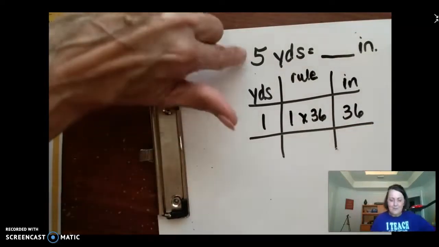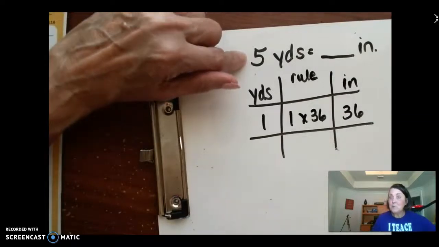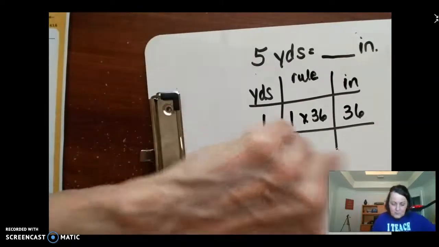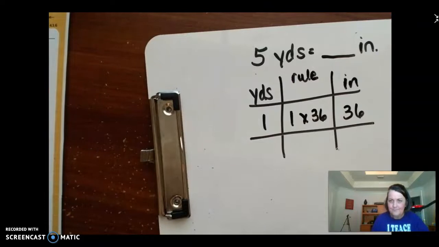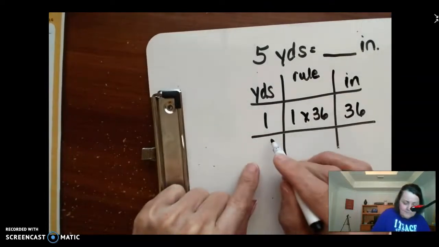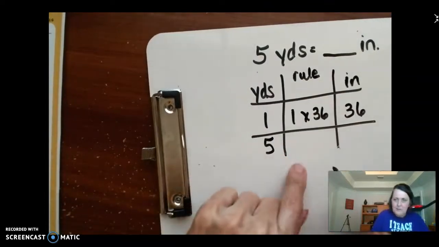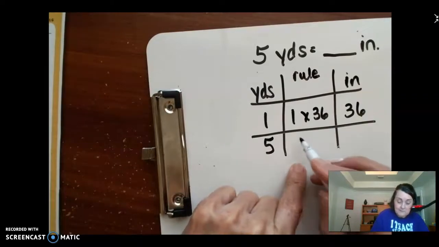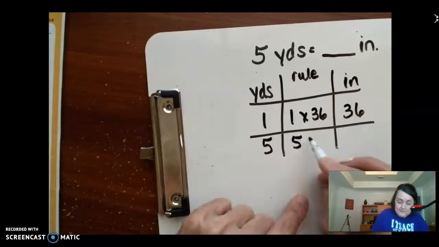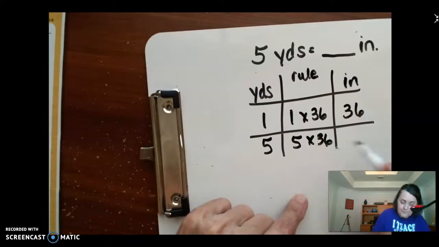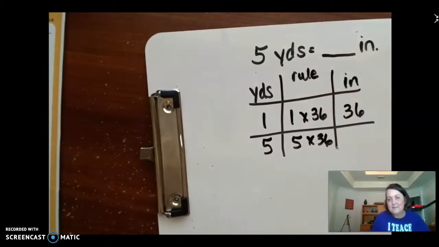Now, where are we going to put the 5 yards? Now we're ready to solve. Which one of these squares does it go in? Yards. So put your 5 here, and then we can multiply 5 times what? 36, because that's our rule. And what is 5 times 36? Because I don't know. So somebody figure it out. Let me know.